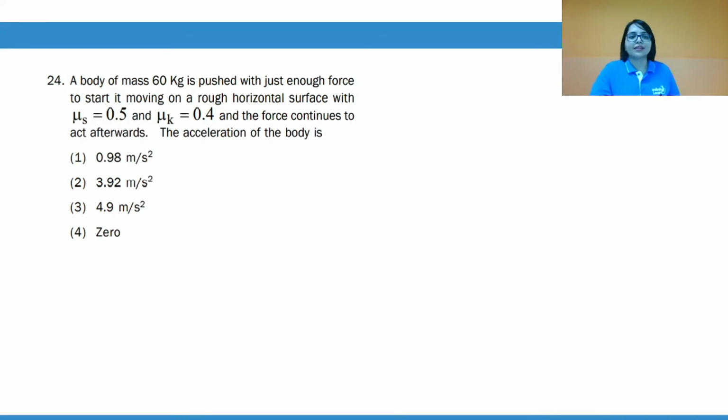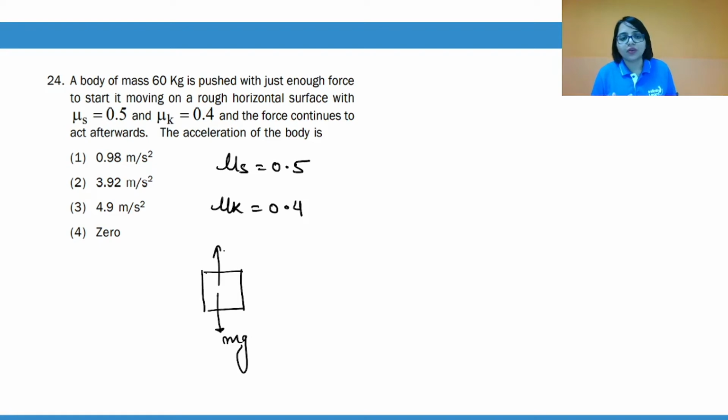Next is a body of mass 60 kilogram is pushed with just enough force to start it moving on a rough horizontal surface with mu s equal to 0.5 and mu k equal to 0.4, and the force continues to act afterwards. The acceleration of the body is. So basically, the enough force is nothing but the force equal to limiting friction. Why? Because when the applied force is equal to limiting friction, then the body is on the verge of moving, right?